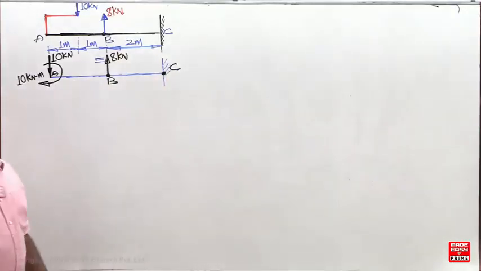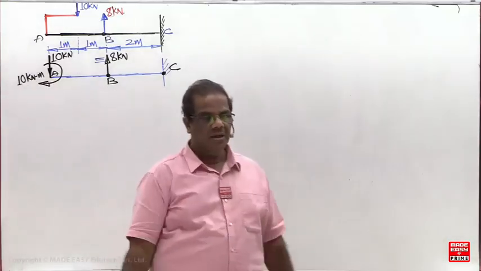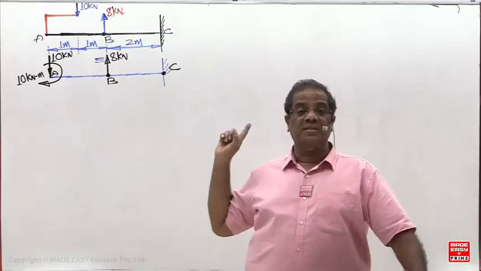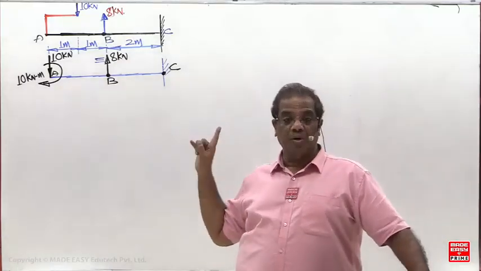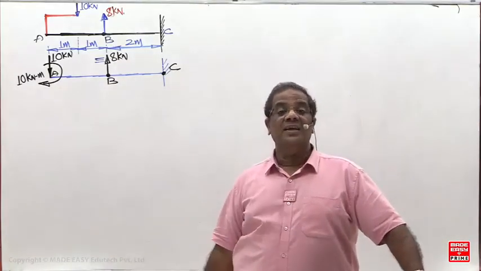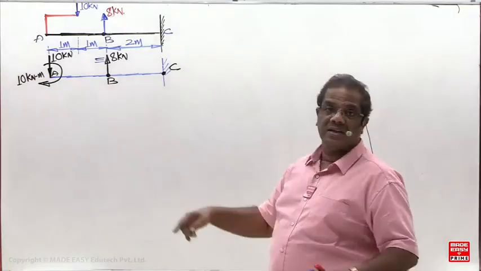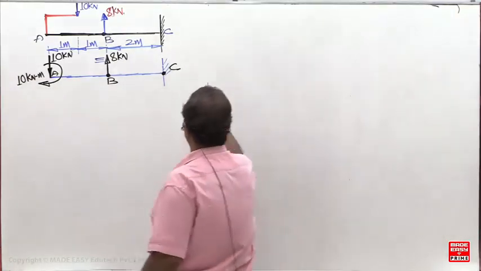Now, what should be the first step? Reactions. Cantilever beam reactions are simple. When you are studying a bar fixed at both ends, horizontal reaction is equal to net axial load. But there is no horizontal load, so the horizontal reaction is 0.